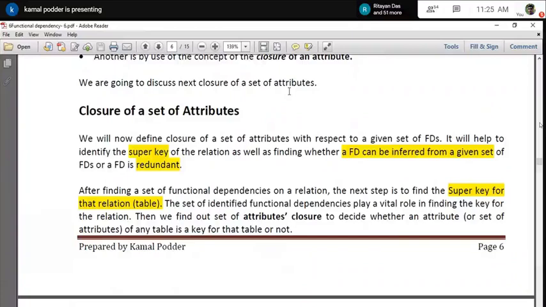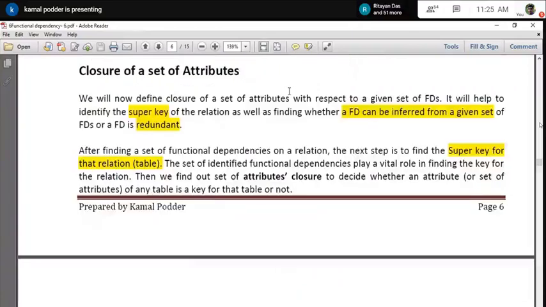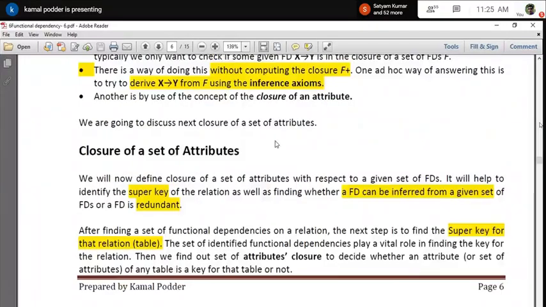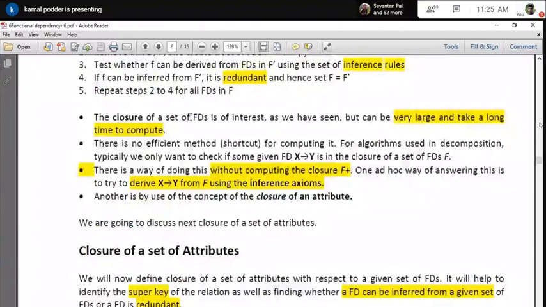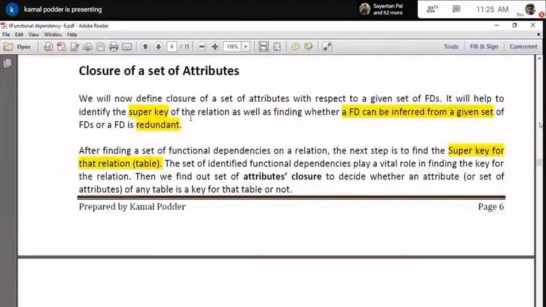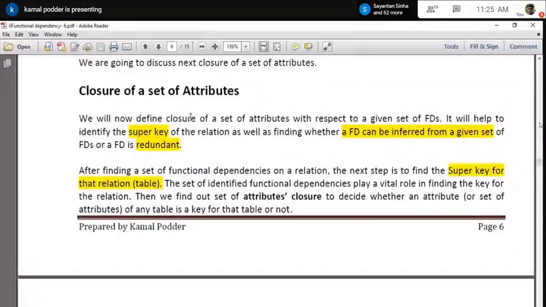Okay, so that is the reason. First, let's see what is the closure of a set of attributes. That is more important, finding that closure. Mind it, it does not mean that you cannot do it with the help of closure of FD. You can do it, but it is a time consuming exercise. Okay. We'll now define the closure of a set of attributes with respect to a given set of FDs.